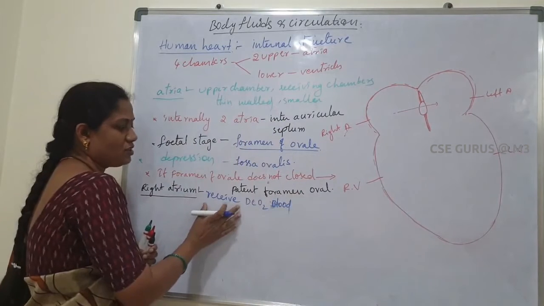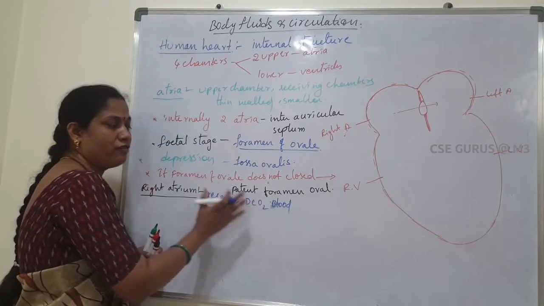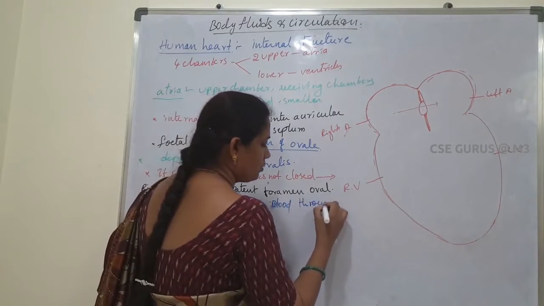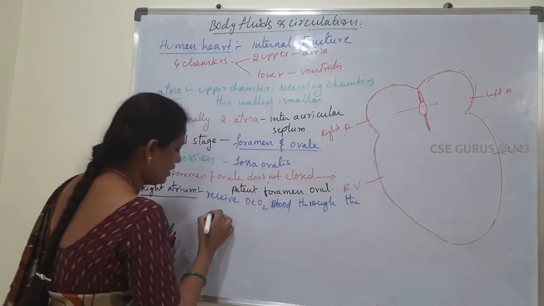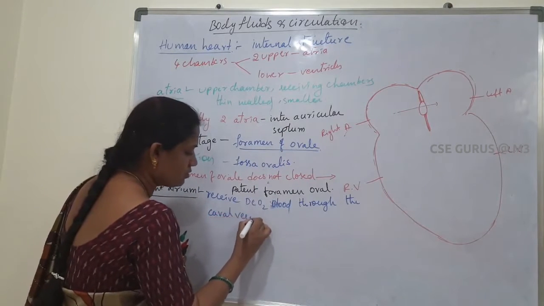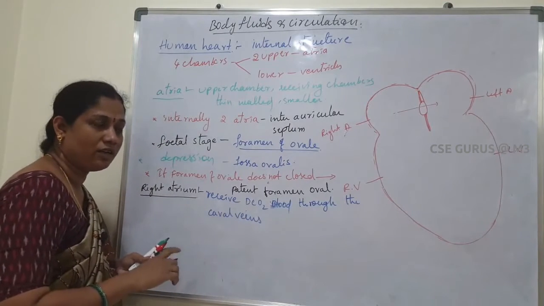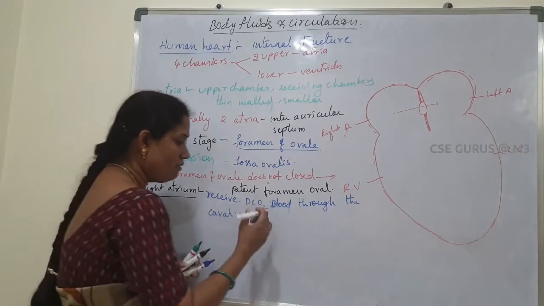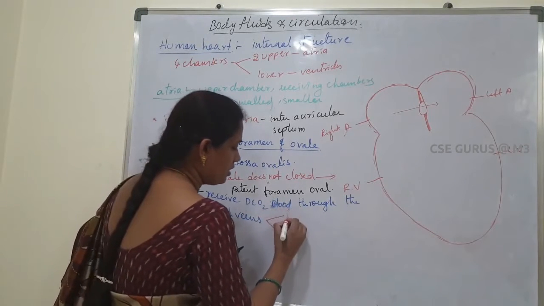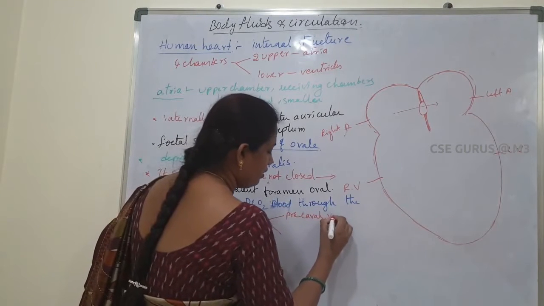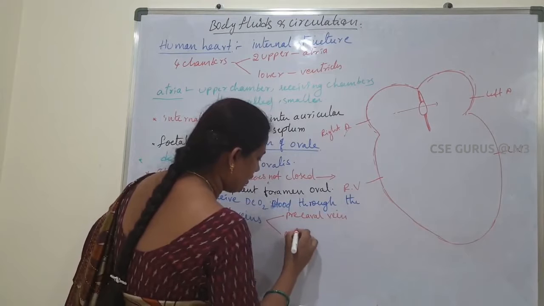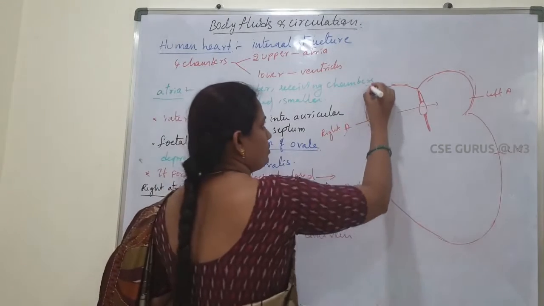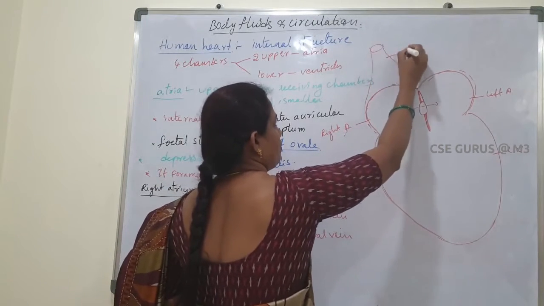So the right atrium receives the deoxygenated blood from the different parts of the body through the caval veins. Two caval veins are there. They are the precaval vein and the postcaval vein. They are arranged like this. So this is the precaval vein.